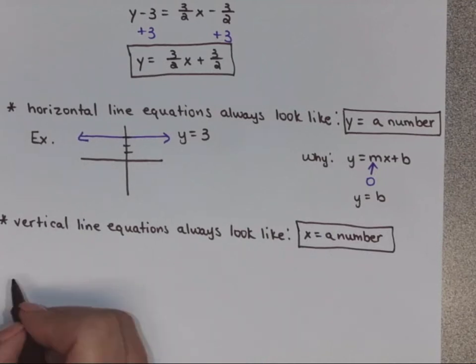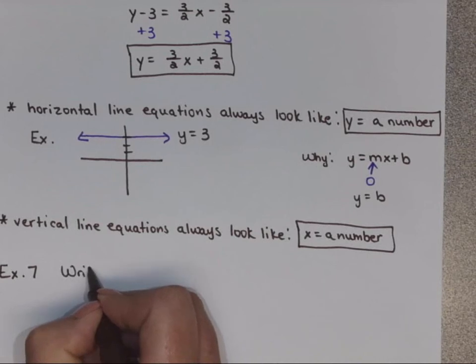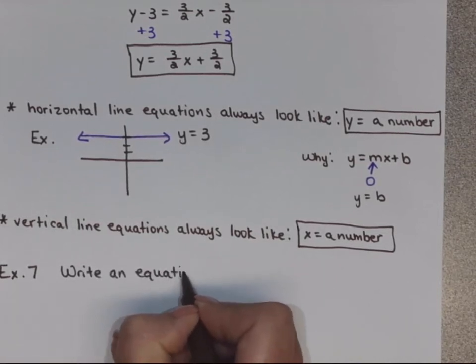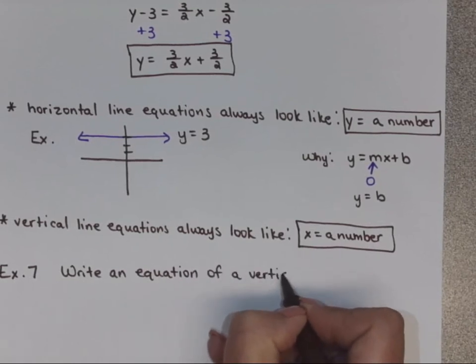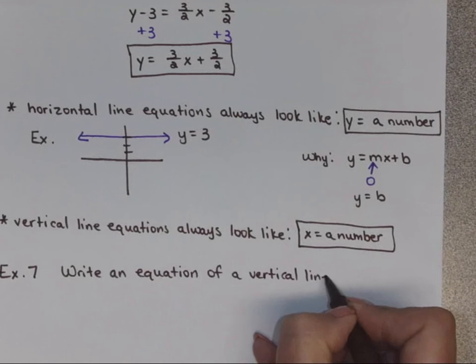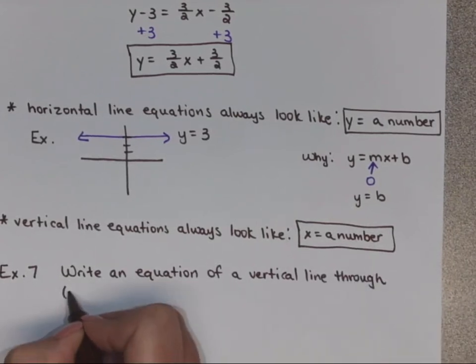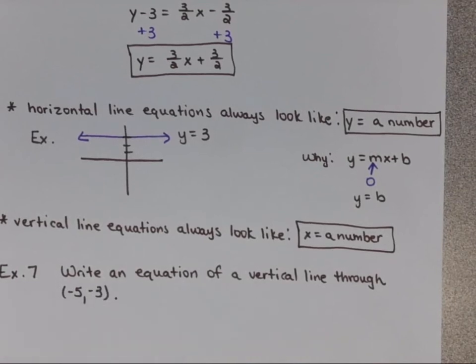In fact, if we look at an example of these, it's kind of an either you know it or you don't know it scenario. So if I ask you to write an equation of a vertical line through a point, as long as you know the format, it doesn't require any work whatsoever. But if you don't know the format, you can stare at a question like that for a while, so you do need to remember how they look.